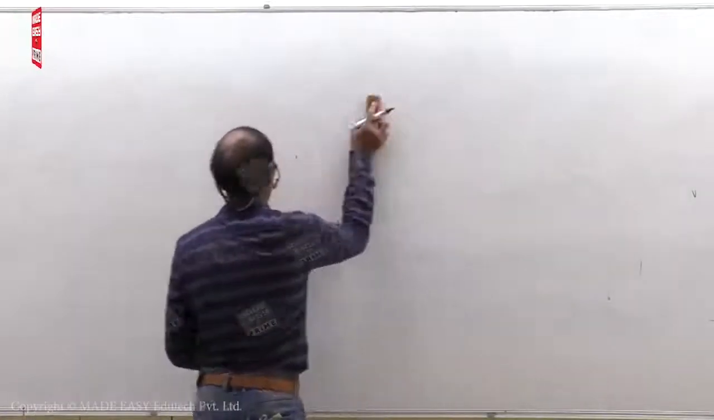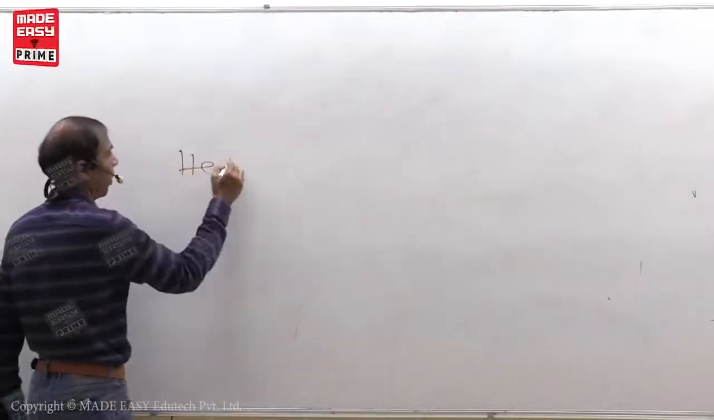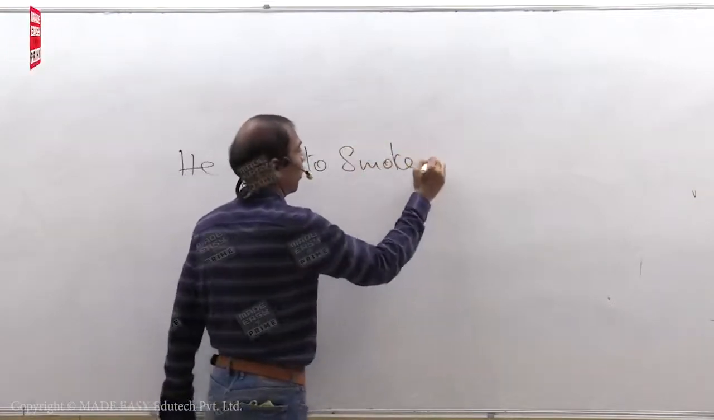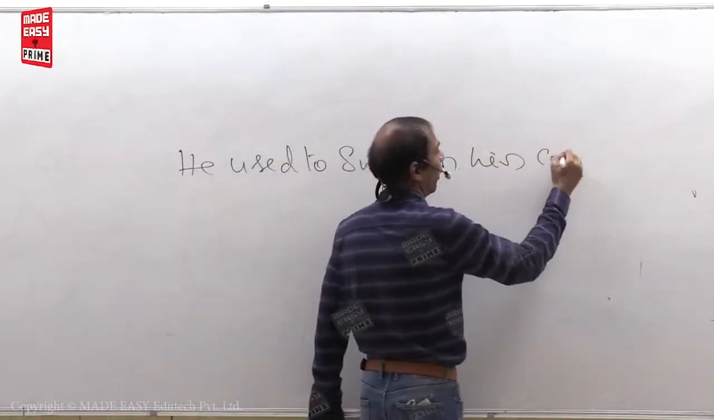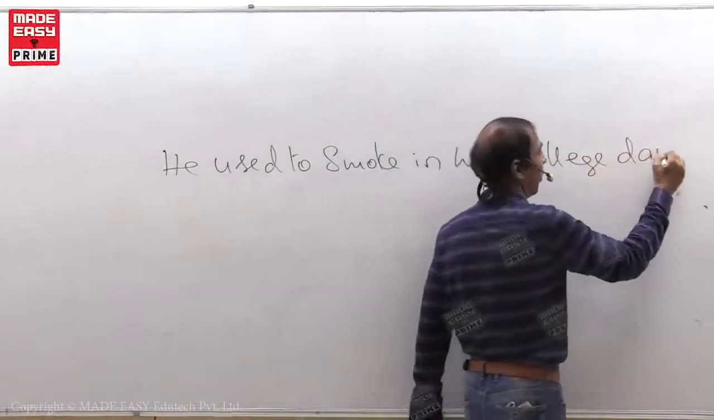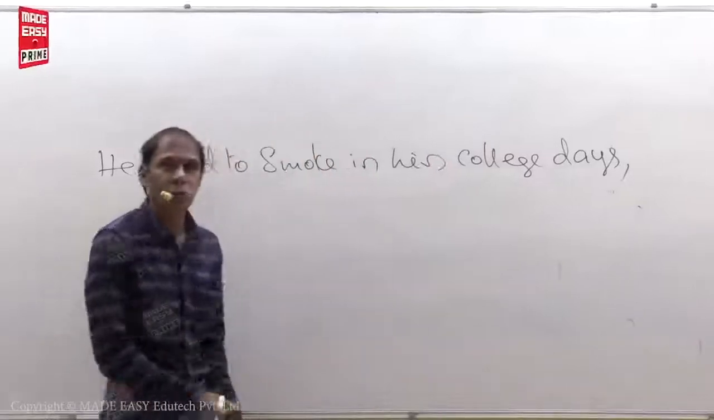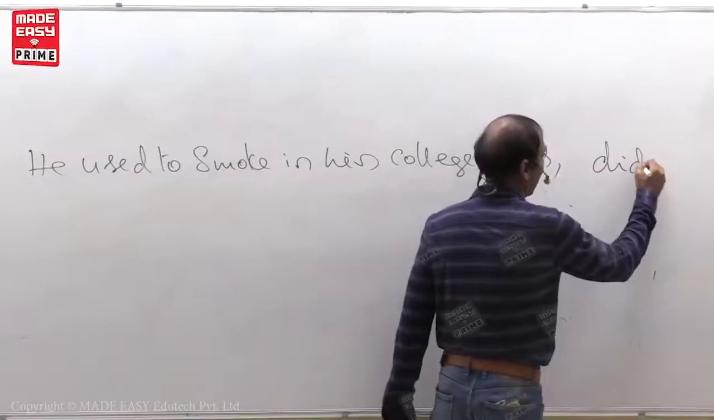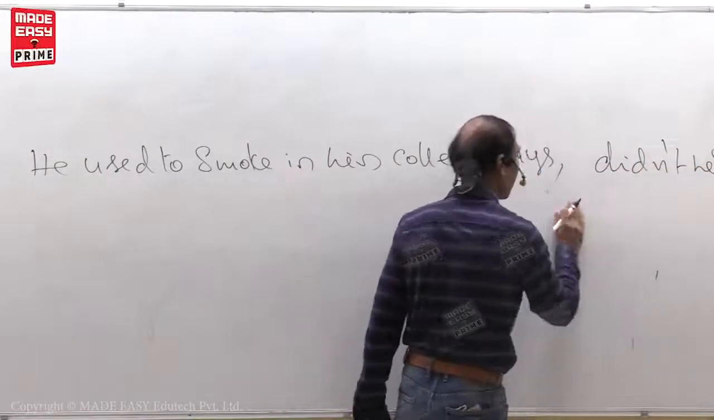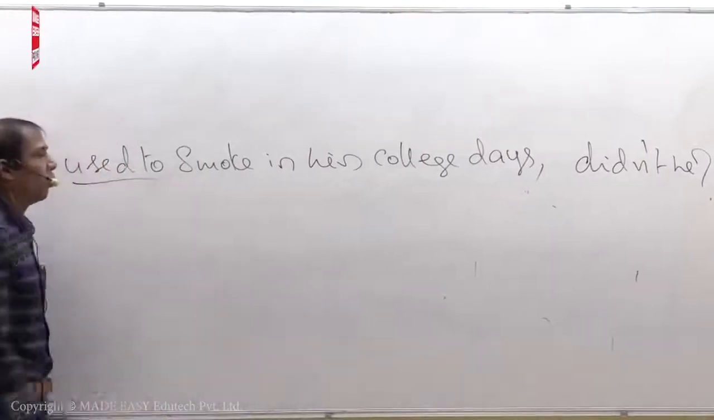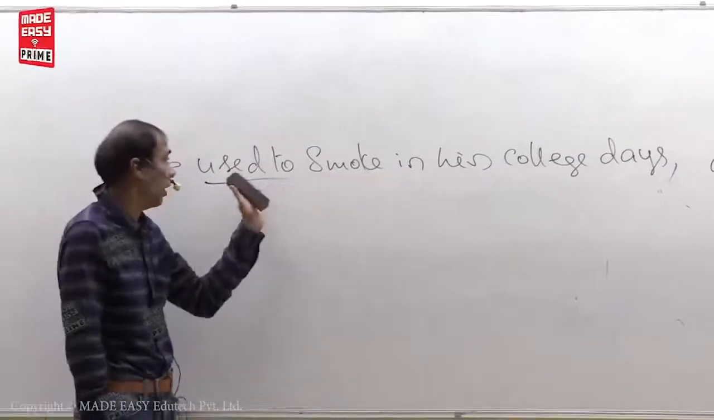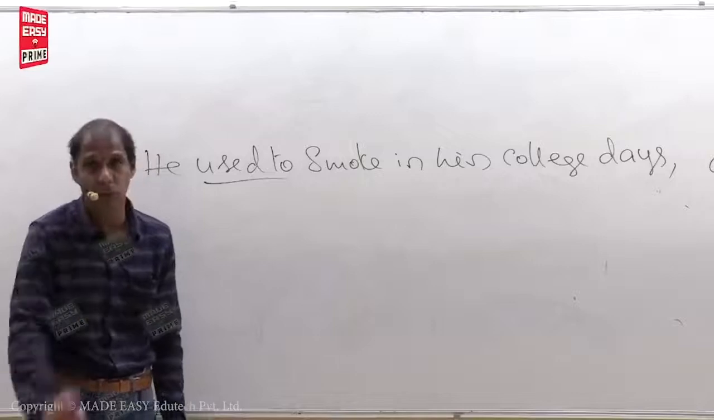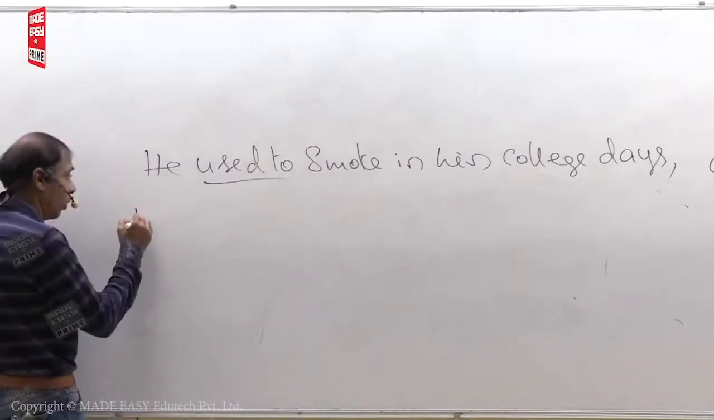Next. See, one more. He used to smoke in his college days. First write down, I'll explain. Didn't he? You know why didn't he? He used to smoke in his college days. Didn't he, sir? Used to is a special verb, sir. Why can't I put not after this special verb immediately? This is your doubt. But there is one rule in English. What is the rule, you know?